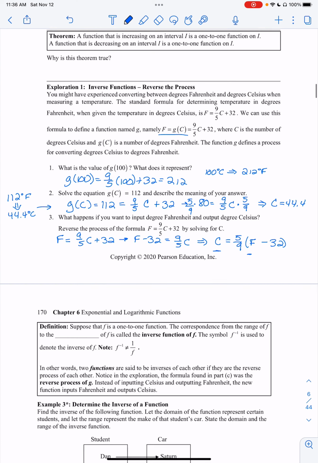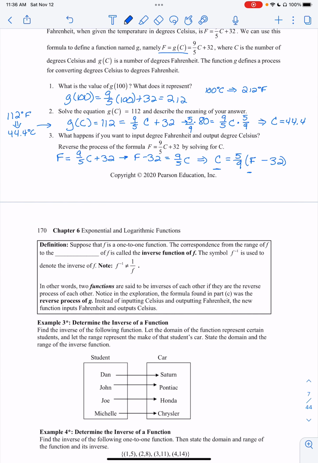Okay, so if we suppose that a function is one-to-one, the correspondence from the range of f to the domain of f is called the inverse function of f, and the symbol is f, and then you've got an exponent, or it looks like an exponent, it's actually not. So the -1 is used to denote the inverse of f, and we actually say the inverse of f. So it is important to note that that's not an exponent, so we're not putting our original function to the power of -1, basically a reciprocal.